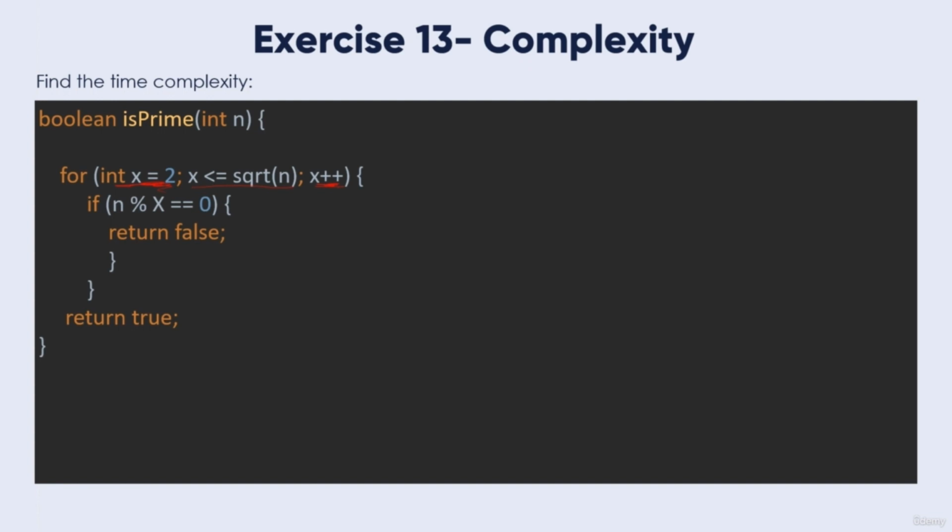Okay. I want you to recall that if we have x++ here, we are going to go through all elements from 2 to less than square root of n. So this loop will go through all the elements from 2 till square root of n. The square root of n is radical n. This is a function that calculates the square root of n. Okay?